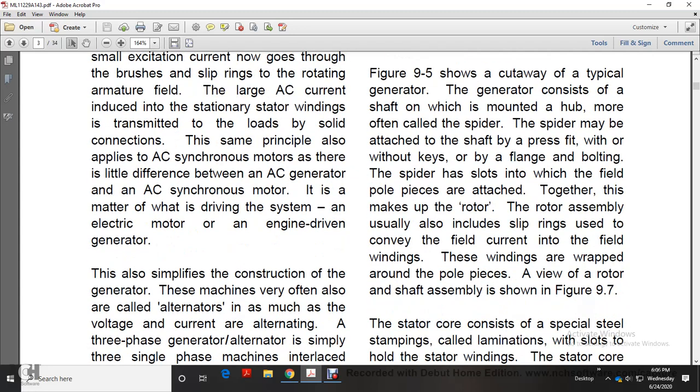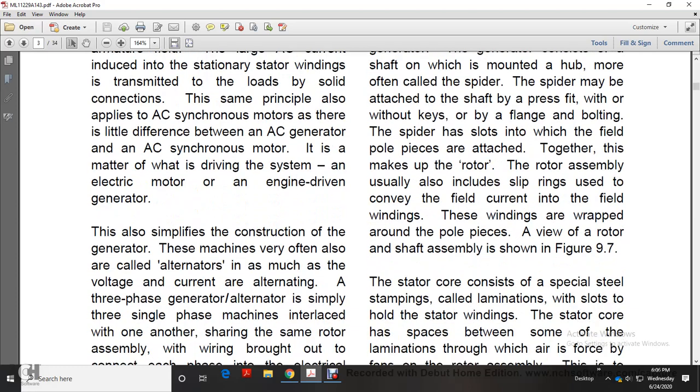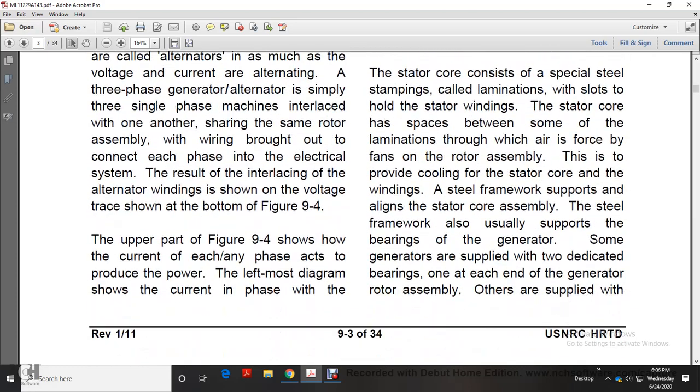These windings are wrapped around the pole pieces of the rotor and shaft, as shown in figure 9.7. The stator consists of special steel stampings called laminations, stacked over the whole of the stator windings. The stator core has spaces between some of the laminations through which air is forced by fans on the rotor assembly. This provides cooling for the stator core and the windings. The steel framework supports the stator core assembly and usually also supports the bearings in the generator.